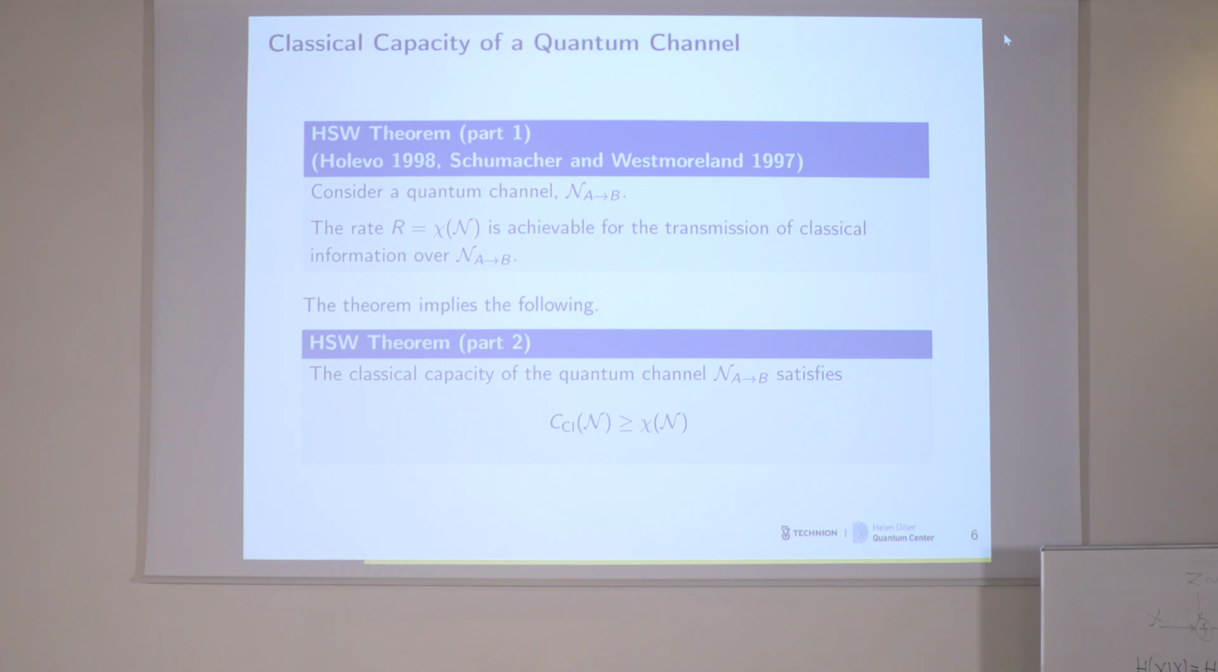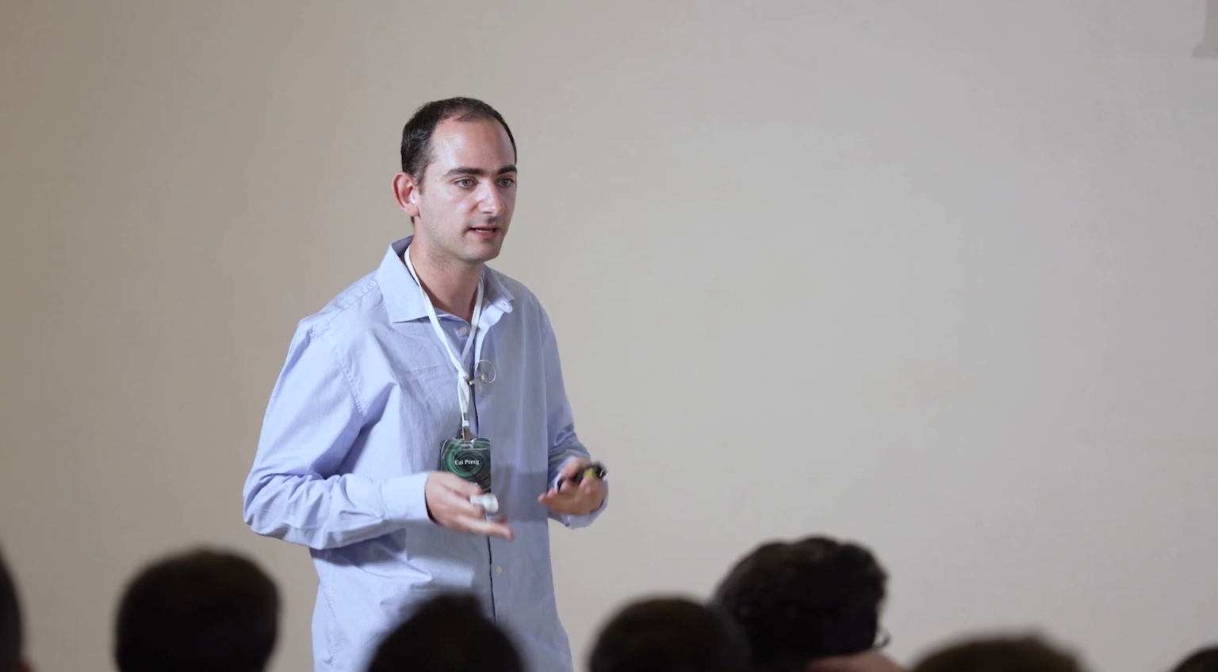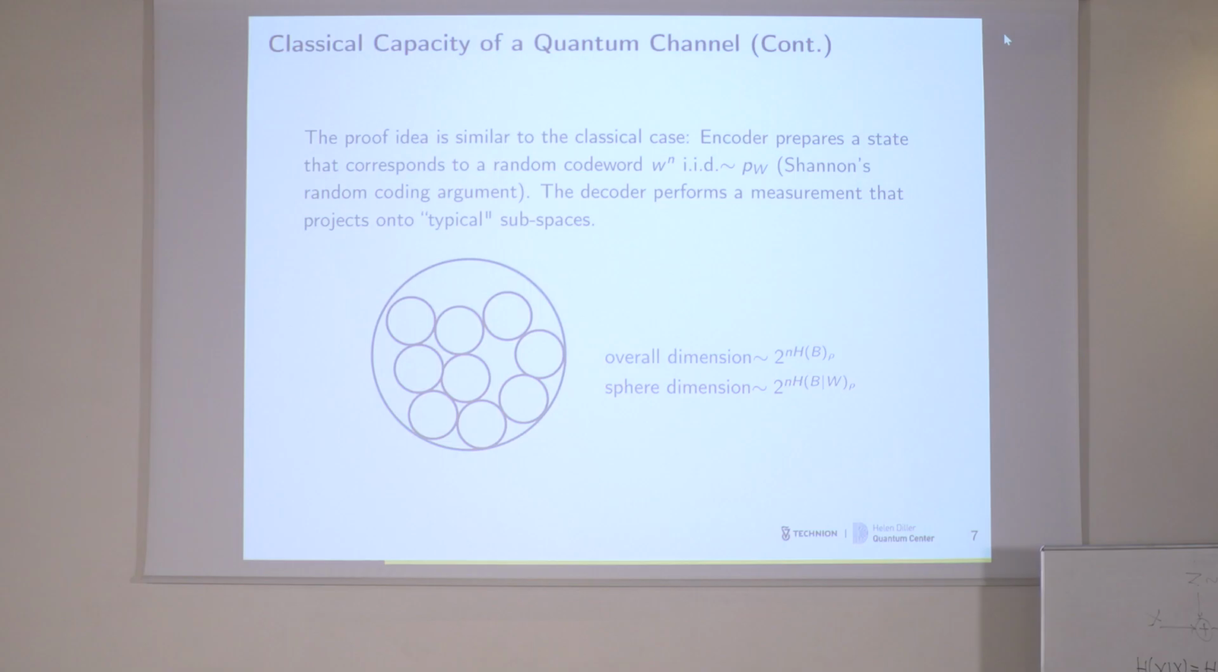This implies that the classical capacity is bounded from below by the Holevo information. It doesn't mean that it's equal to the Holevo information. It only means that it's bounded from below. Why is that a straightforward consequence? Because the classical capacity is defined as the maximum of the achievable rate. So the maximum is higher than any particular achievable rate, okay?